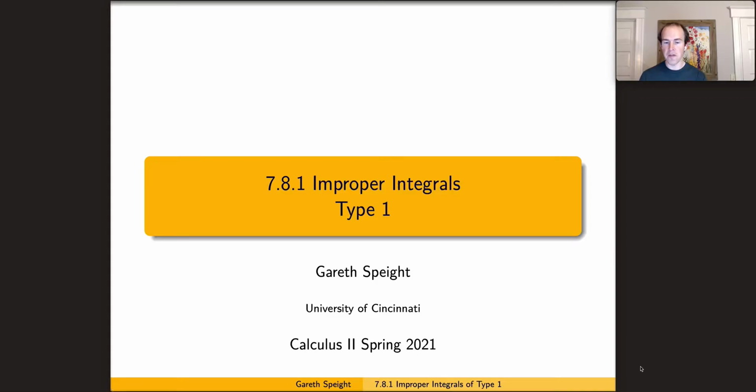Hello everybody, welcome to this video starting to look at section 7.8, which is improper integrals. Improper integrals are split into two types, type 1 and type 2, which makes it rather easy to divide into two videos. In this video, we're going to start with improper integrals of type 1. The point of this section is to expand our consideration of integrals in two directions. So let's get started.